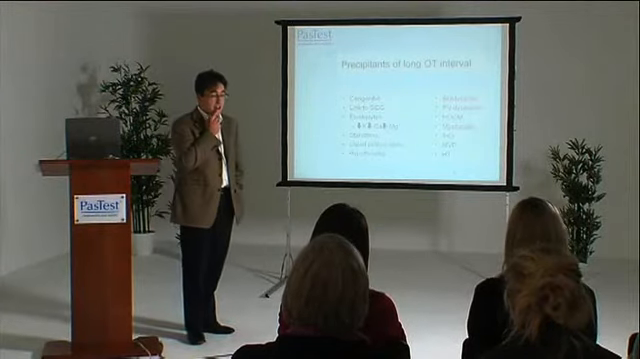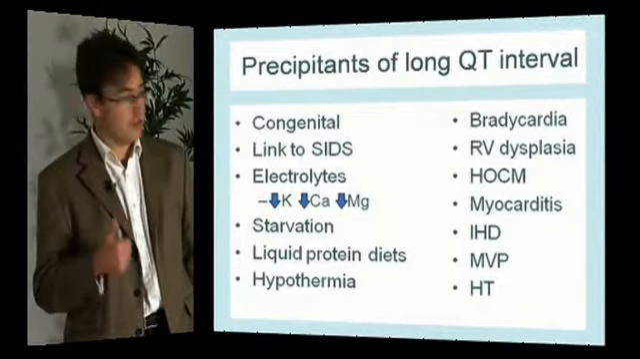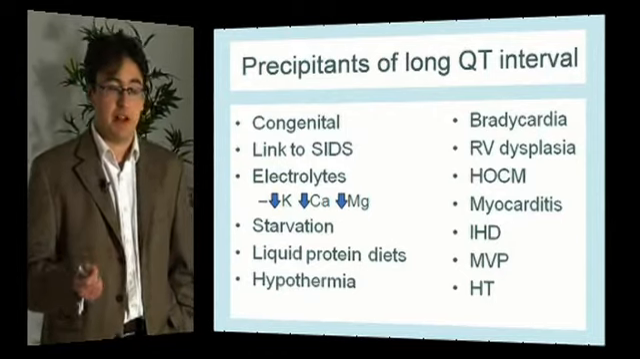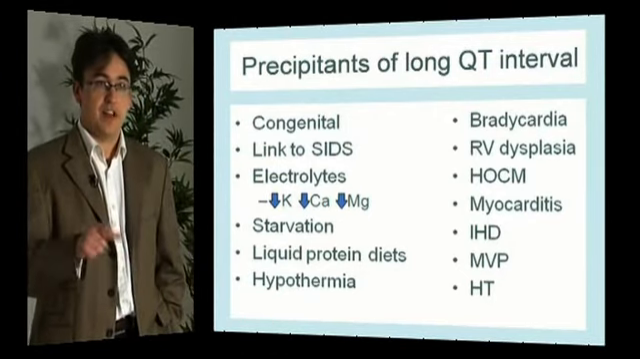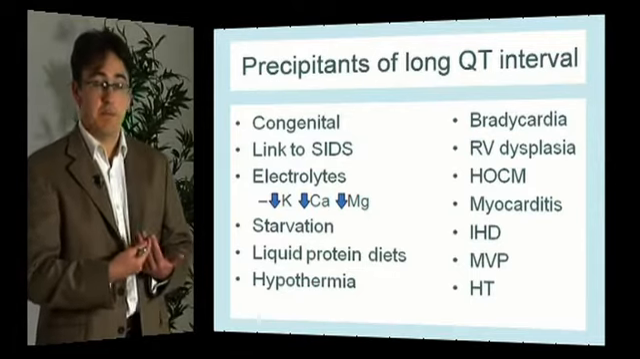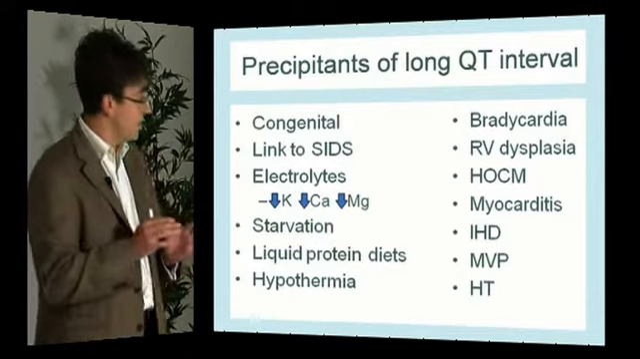Now, there are causes other than drug causes, and these will be congenital causes, so Jervell and Lange-Nielsen syndrome and Romano-Ward syndrome. It's been linked to sudden infant death syndrome, so this is typically very young babies who are found dead in the cot. We're unsure what the cause of this is, and certainly the genetic studies have shown that in some of these children there are ion channelopathies.